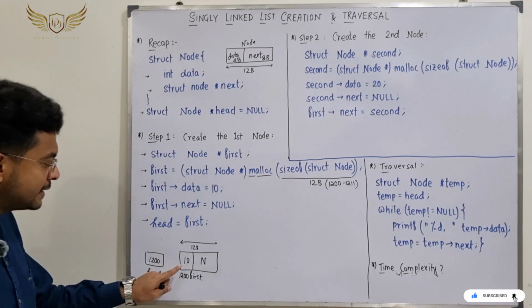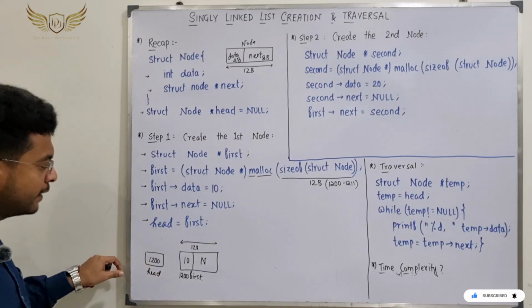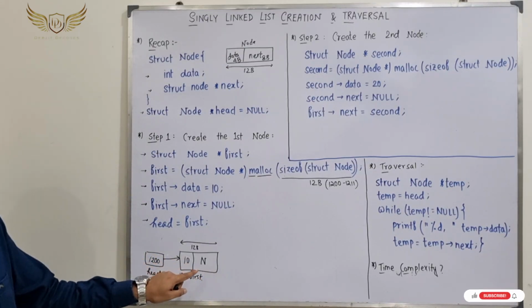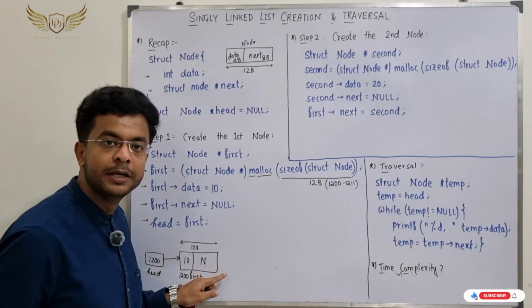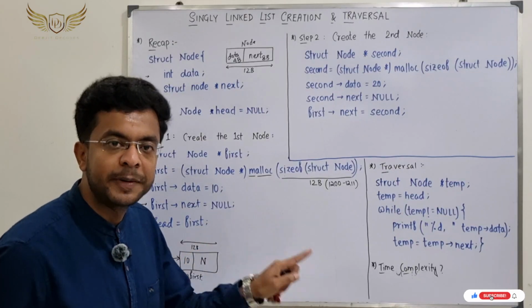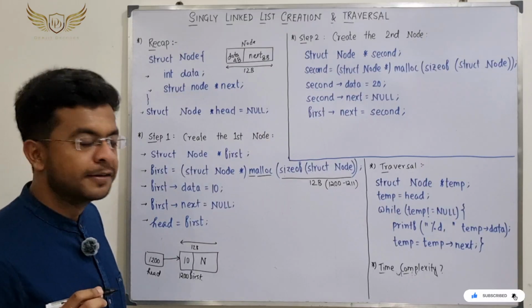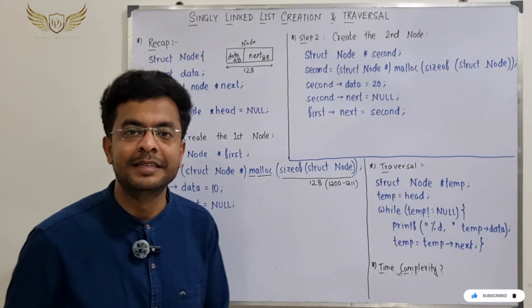So this null is getting replaced by simply 1200. Whenever this null is getting replaced by 1200, it will be saying that head is pointing to 1200. That means head is holding this particular node. Head is holding the address of this particular node. So from head, it will be coming here. So we have created a linked list with a single node.